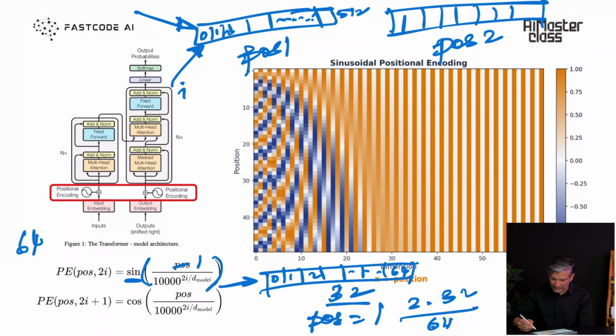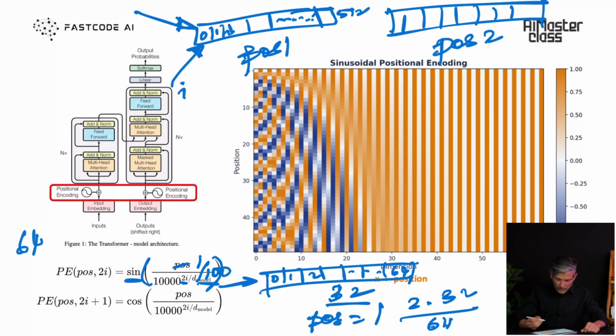Let's say we go to 16. So it becomes 2 into 16 upon 64, which is 32 upon 64, which is 1 by 2. And 10,000 to the power 1 by 2 is 100, so we rotate it with 1 by 100. So the first one, we rotated it by 1. The 16th one, we rotated it by 1 by 100, so the sine of it. And then the last one, we only add the sine component of, let's say, 1 upon 10,000.